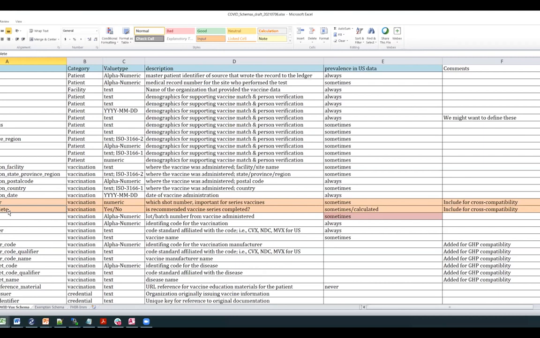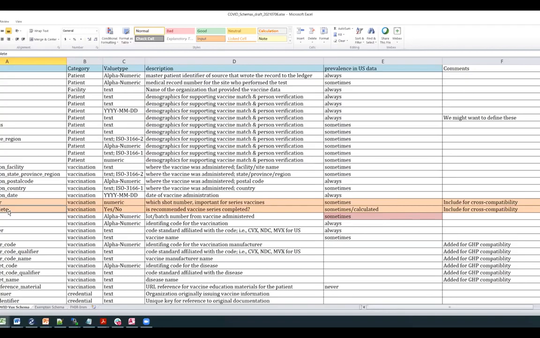complete. And series complete gets more challenging because what if the definition of the series changes, especially with COVID, right, which is an evolving disease for us? We might add a 3rd shot, right, a booster, and that means that the series is complete. And so what was complete yesterday is now no longer a series complete.